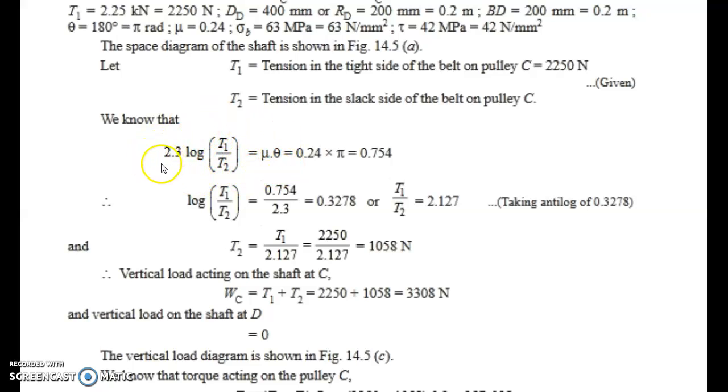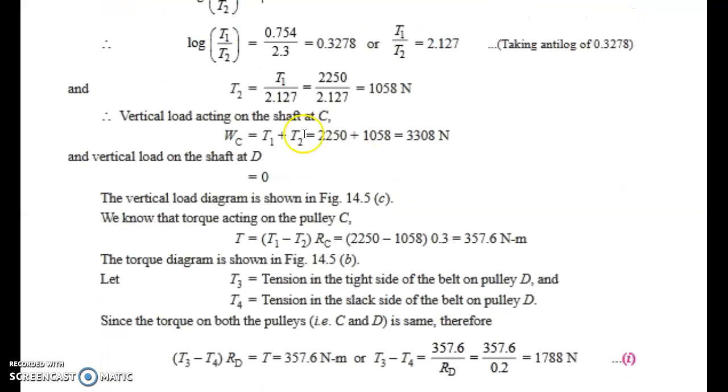Since mu and theta are already given, and T1 is also given, if we substitute T1, mu, theta in this equation, we will get the value of T2. Using our scientific calculator, we find T2 is equal to 1058 Newton.